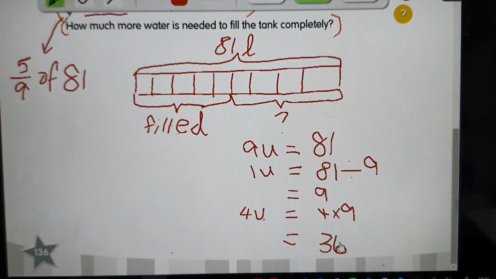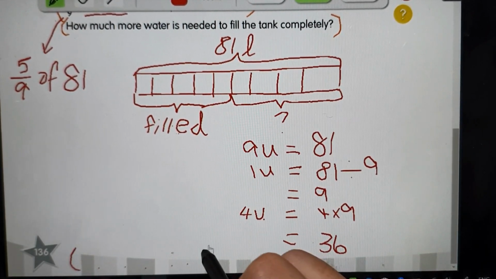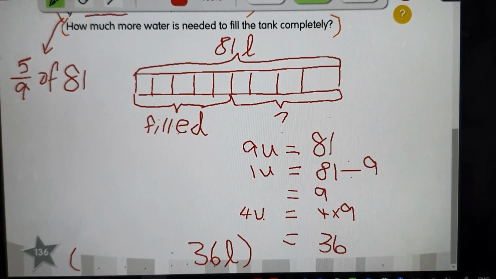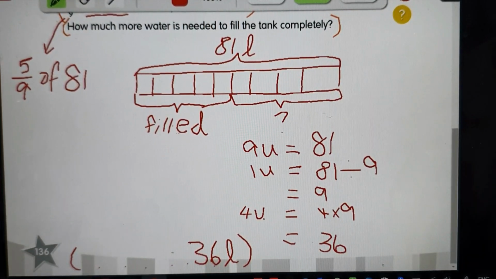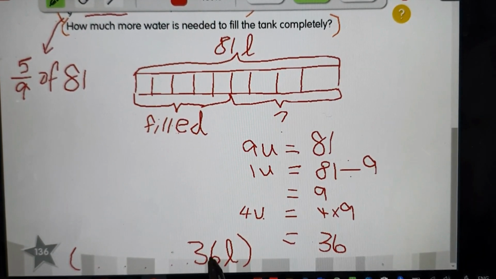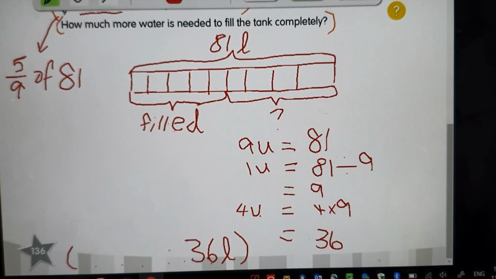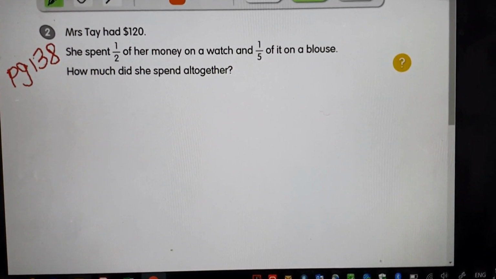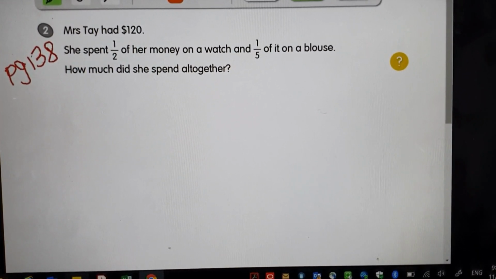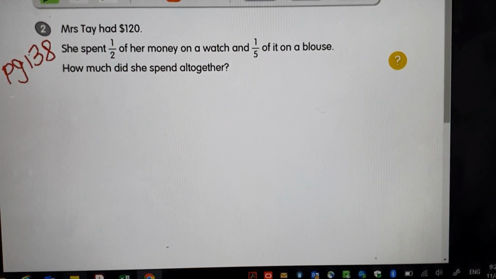36. So please remember to write your number statement, your word statement with your units. So 36 liters of more water is needed to fill the tank completely. Let's move on to the next question. Please turn to page 138 and let's look at question 2 together.